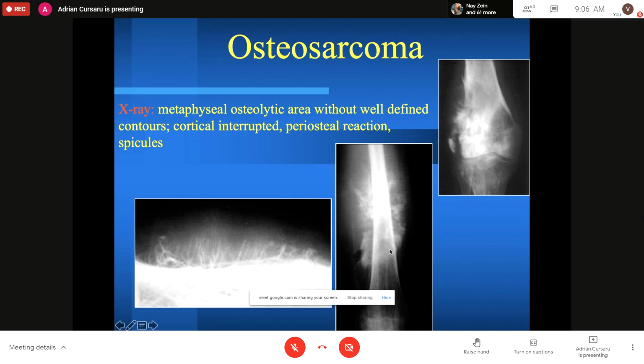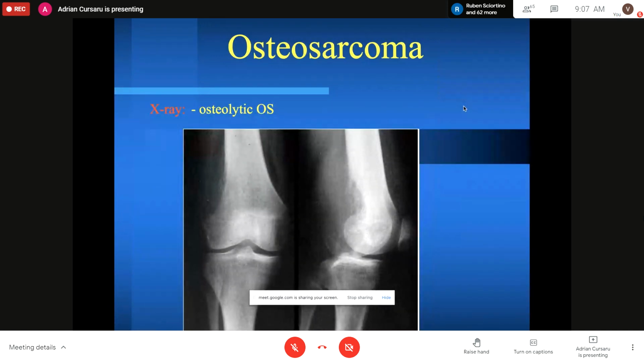It is the most frequent image for that type of malignant tumor in bones. You can see here the cortical is interrupted. You can see here an osteolytic image and the reaction of the periosteum. It is represented by many types of images. In that example, you have an osteosarcoma with an osteolytic area on the X-ray.